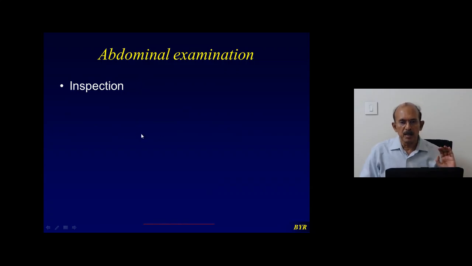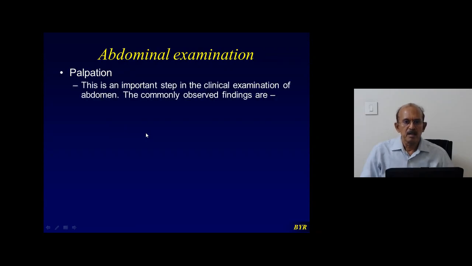Inspection, you look at the abdomen to look for any altered shape, that means distended abdomen, any lump, visible pulsations, visible veins or engorged veins, hernial orifices for any cough impulse. You have to inspect. Then palpation. This is the most important step in the clinical examination of the abdomen. The commonly observed findings are, in many of the diseases, you cannot make out any sign. Abdomen is completely soft, nothing abnormal will be seen.